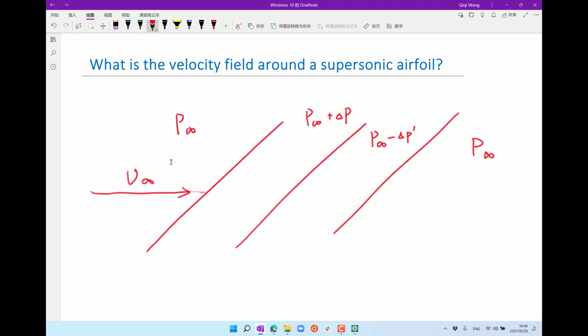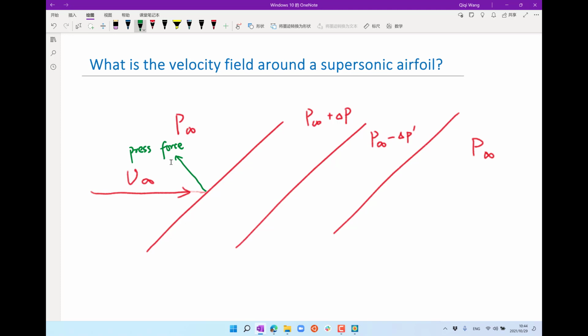Which direction does the force point towards? Yeah, right, orthogonal to the pressure contours. The gradient is always orthogonal to the contour, right? That's another vector calculus fact. So the force is pointing towards this direction. That's the force, the pressure force.